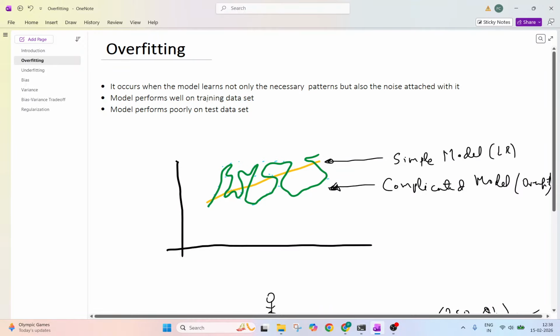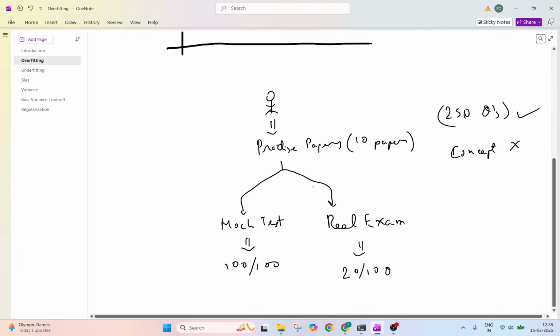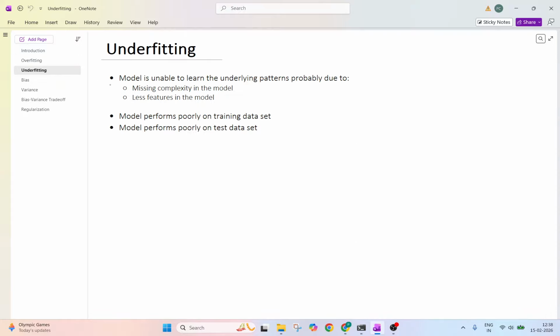So the model performs well on the training data set, but it performs poorly on the testing data set, right? This is the example of an overfitted model. Now, what is an underfitted model? An underfitted model is unable to learn the underlying patterns, probably due to missing complexity in the model or fewer features in the model.